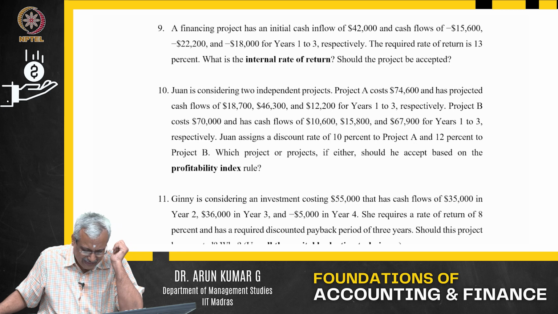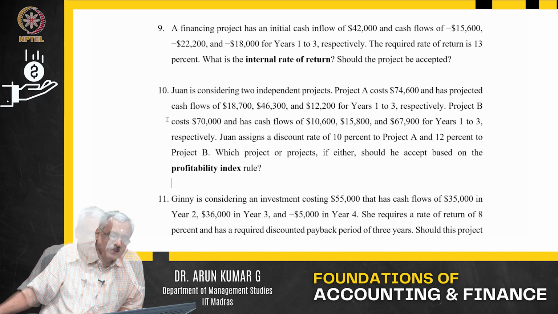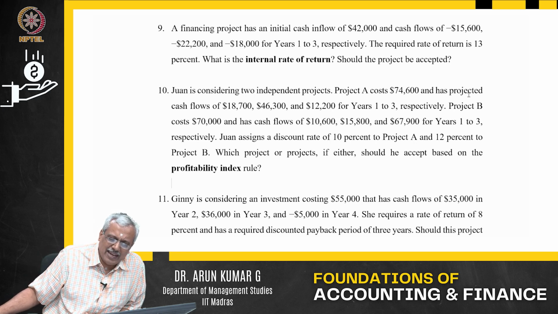So, in that context, let us take problem number 10. Johan is considering two independent projects. A, 44,000, with projected cash flows in years 1 to 3 respectively. B, 70,000, and then cash flows and so on.